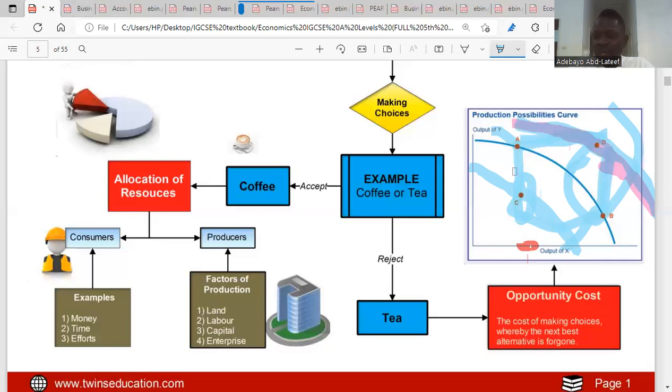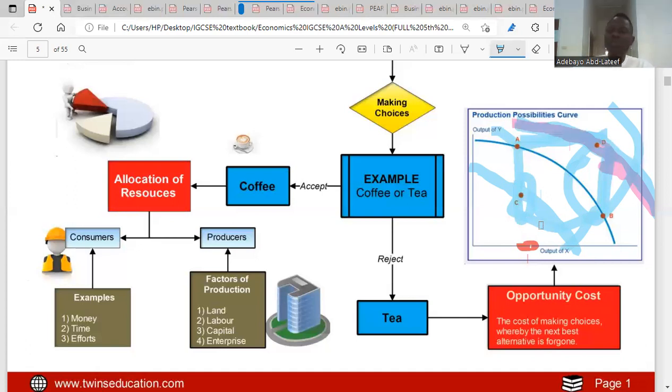So these are the reasons why we can have an inward shift and an outward shift in the PPC. An outward shift in the PPC, let me just quickly review, would be as a result of advancement in technology, subsidy, and availability of raw materials. And an inward shift in the PPC could be as a result of war, natural disaster, taxation, and lack of raw materials.